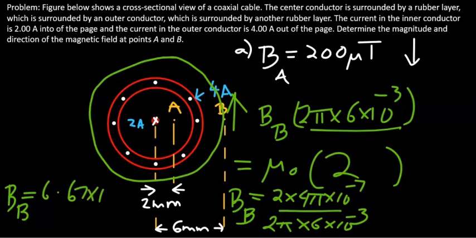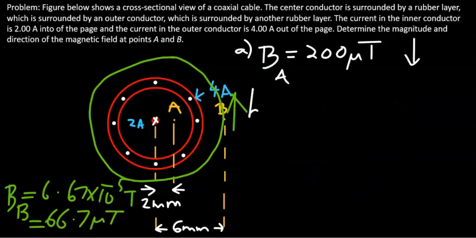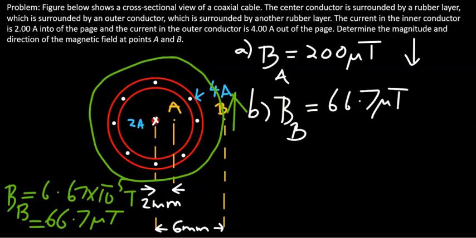Which will result in 6.67 times 10 to the power minus 5 Tesla, or quite simply 66.7 microtesla. So the answer for part B, the magnetic field at point B, is 66.7 microtesla in an upward direction. And that solves the problem.